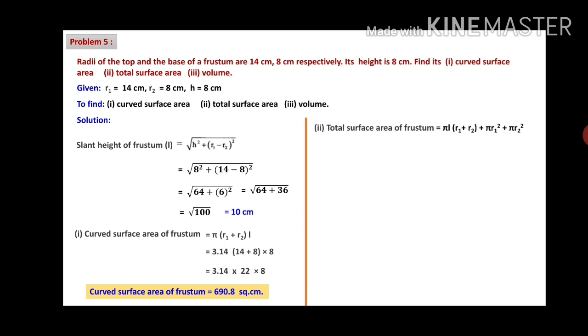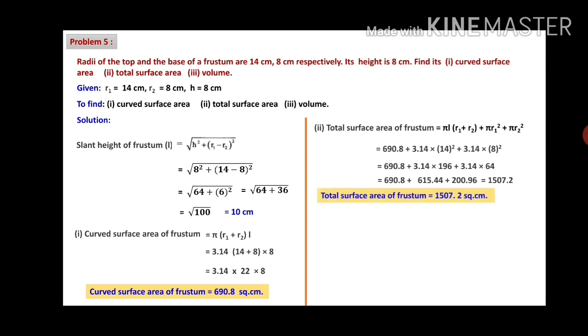Friends, we will calculate now total surface area of the frustum, which is equal to pi L into bracket R1 plus R2 plus pi R1 square plus pi R2 square. Substitute the values. 690.8 that we have calculated, the curved surface area of the frustum, that will substitute plus 3.14 into 14 square plus 3.14 into 8 square. Therefore, 690.8 plus 3.14 into 196 plus 3.14 into 64, which will be 690.8 plus 615.44 plus 200.96. The addition of all these will be 1507.2. So the surface area of the frustum is 1507.2 square centimeter.